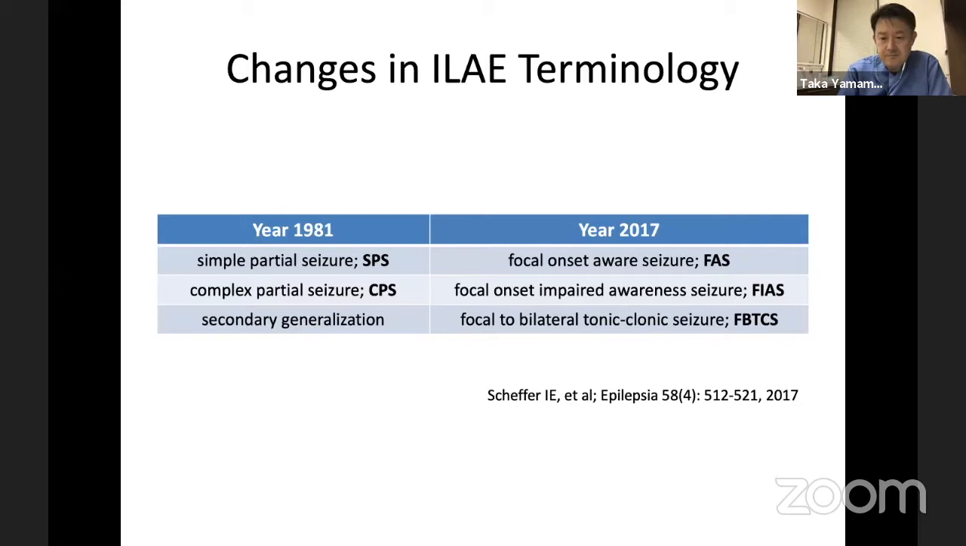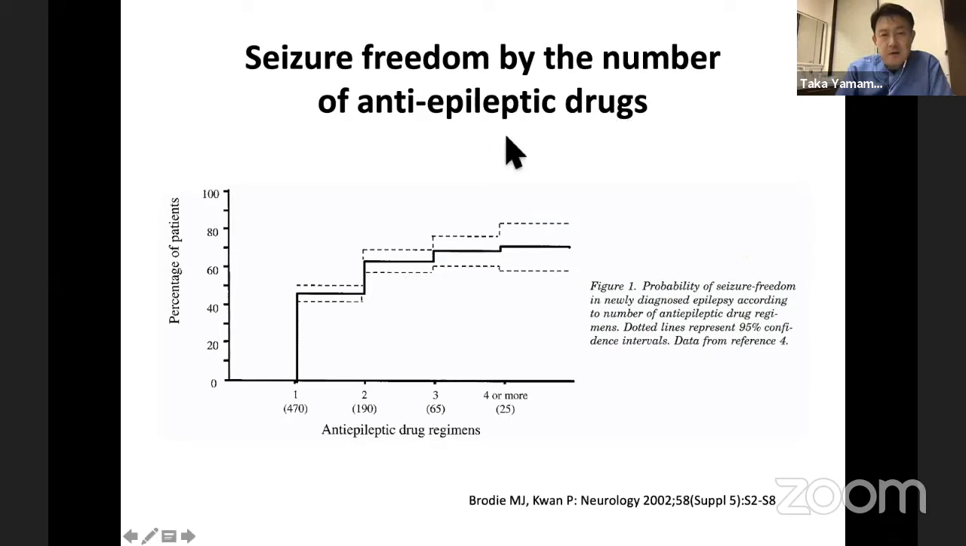And this is seizure freedom by the number of anti-epileptic drugs. The horizontal axis is the number of anti-epileptic drugs, and the vertical axis is the percentage possibility of being seizure free. If you prescribe the first anti-epileptic drug, then the patient may become seizure-free up to 50%. But the second one, maybe 20%. And then the third one is just less than 10%. So one or two drugs are good for seizure freedom, but more drugs do not necessarily mean a good outcome.